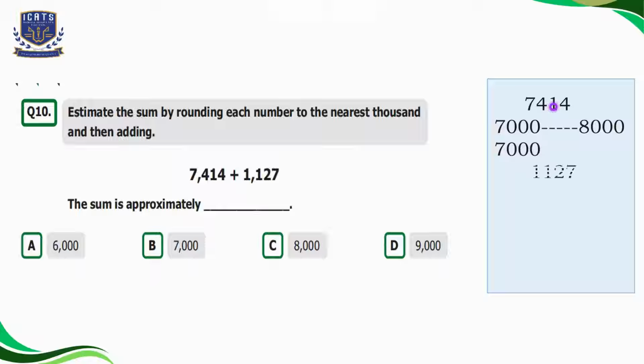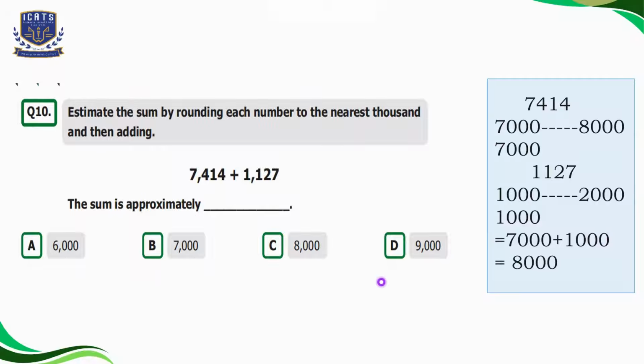Now our next number is 1,127. If we round this number, it will lie between 1,000 and 2,000. Now, if this number is after the midpoint, which is 1,500, then we will round it to 2,000. Otherwise, it will be rounded to 1,000. As 1,127 comes before the midpoint 1,500, we will round it to 1,000. Now let's add the values. 7,000 plus 1,000 is equal to 8,000, which is our option C.